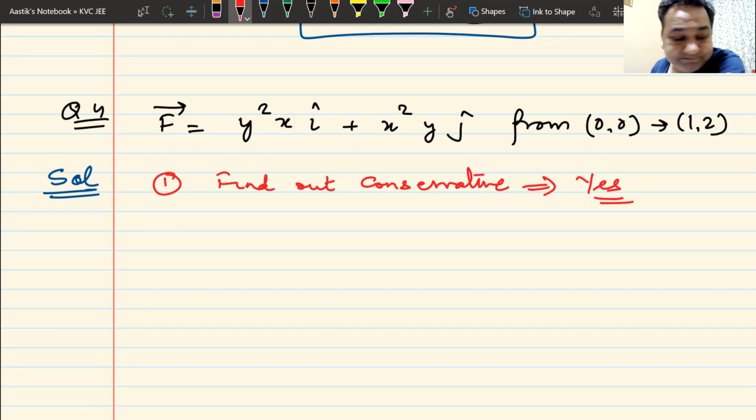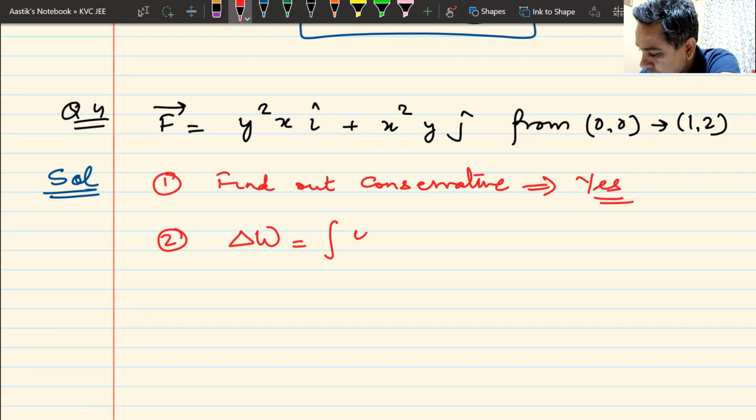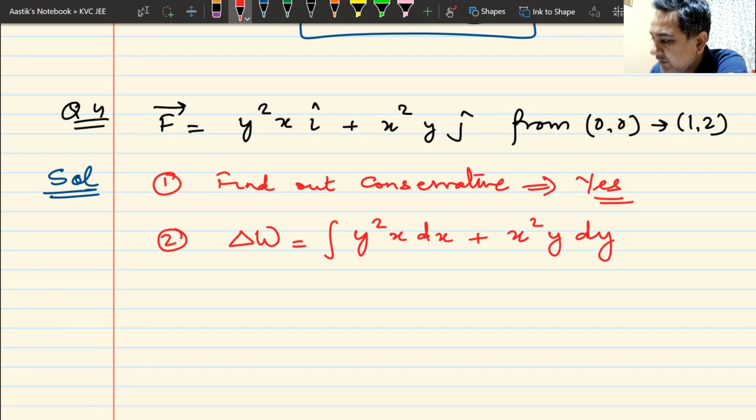Writing step by step. Step number 2. Write the formula for work done. Work done is the integral of y square x dx plus x square y dy. As soon as I write this, I realize that there is a problem. What is the problem?